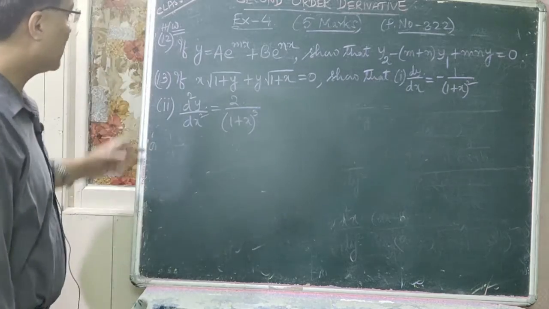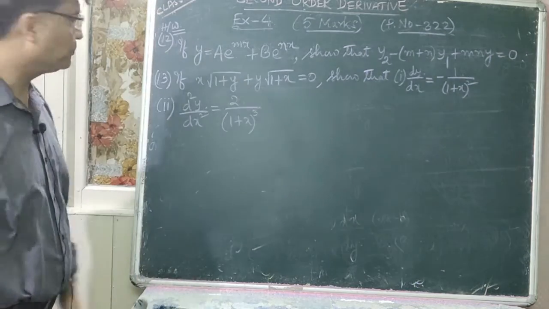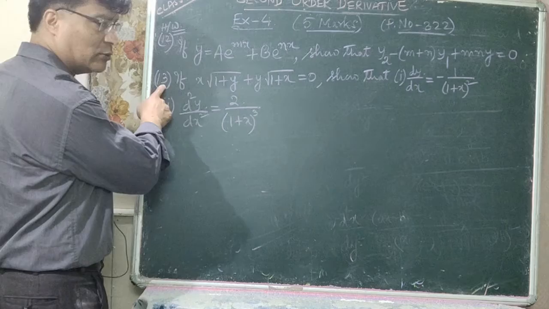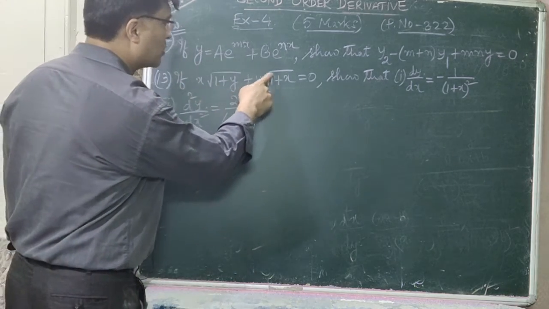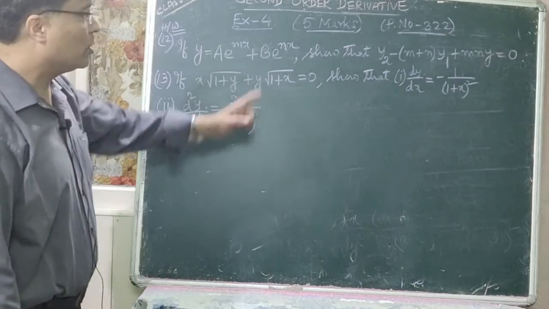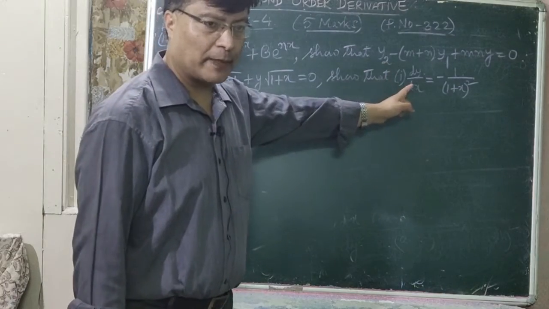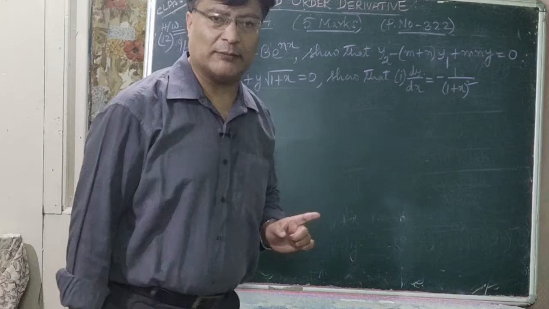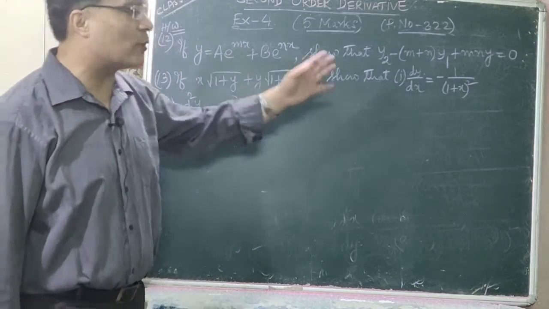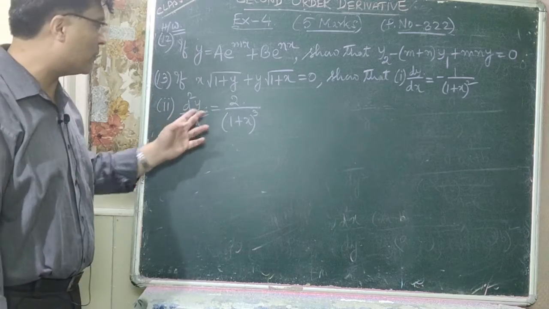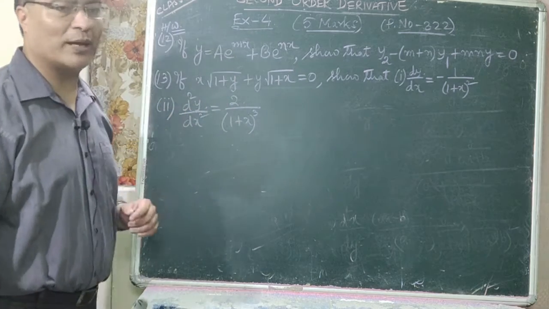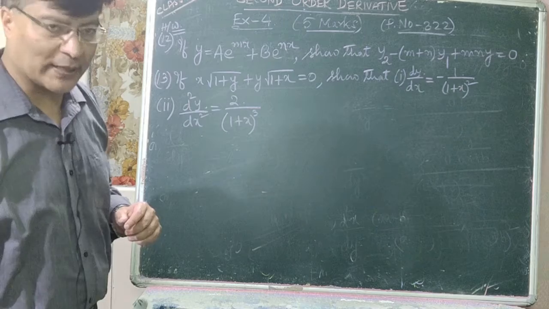Okay, now let's do question number 13. In question number 13, what is given here? If x root under (1 plus y) plus y root under (1 plus x) is equal to 0, you have to prove that, number 1, the first order derivative, that is dy by dx, is equal to minus 1 upon (1 plus x) whole square, and number 2, d2y by dx square is equal to 2 upon (1 plus x) whole cube, right?